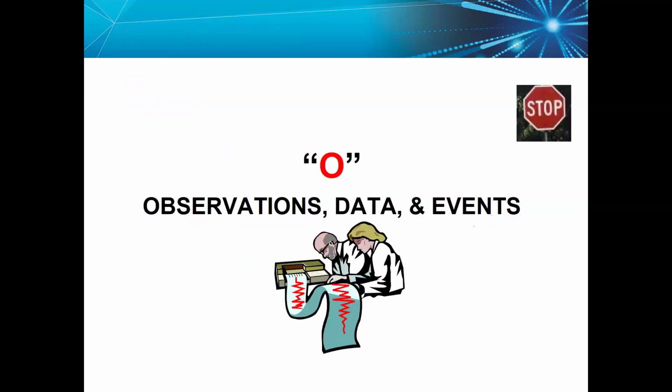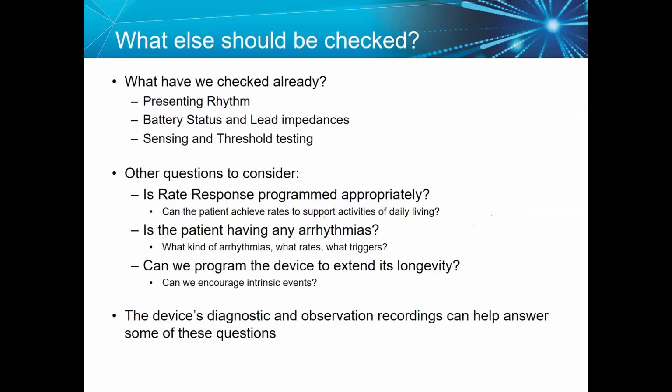Then S for sensing, T for threshold, O for observation and data. Okay, what have we checked already? Presenting rhythm, magnet status, and lead impedance, sensing and threshold testing. Other questions to consider: is rate response programmed appropriately? Check that the patient achieves a rate to support the activity of daily living.